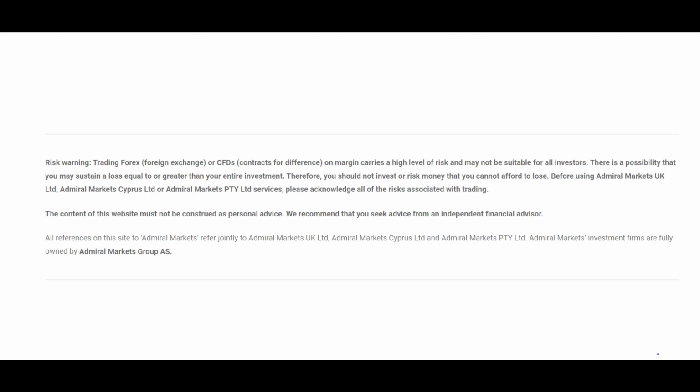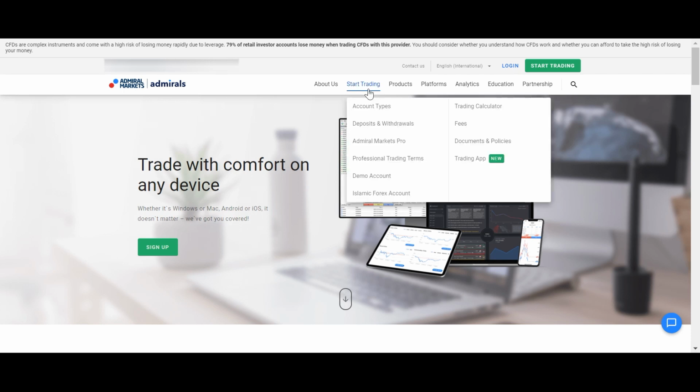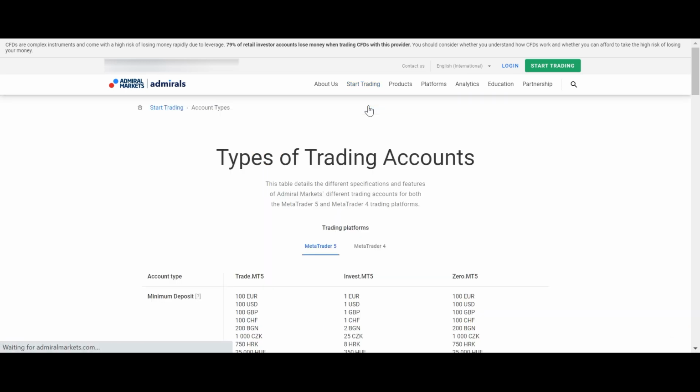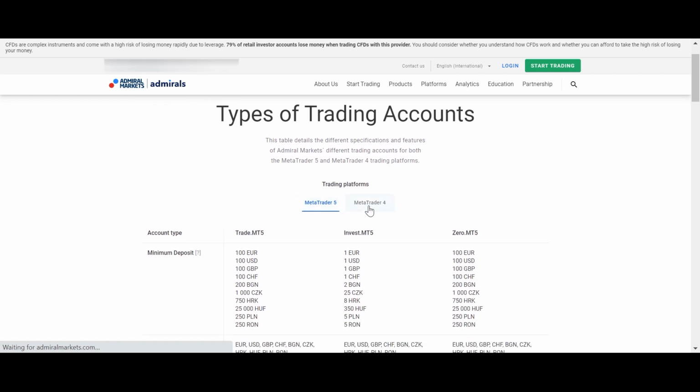In this video, you will learn the types of trading accounts in Admirals and the differences between them so that you will be able to choose the best option for your needs. Please find Start Trading field and click on Account Types. Admirals is using three types of trading accounts on two trading platforms.